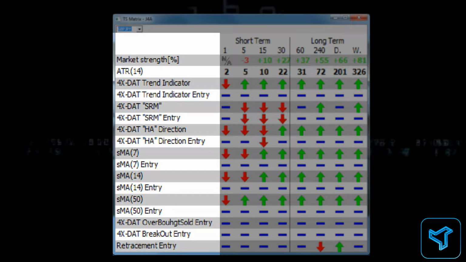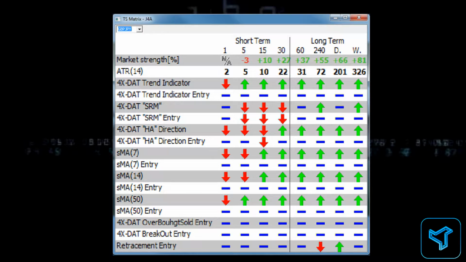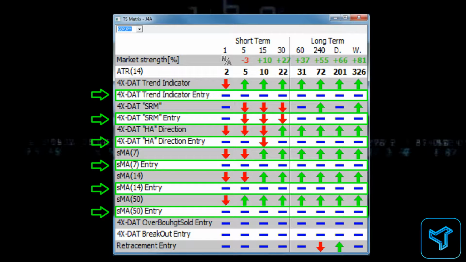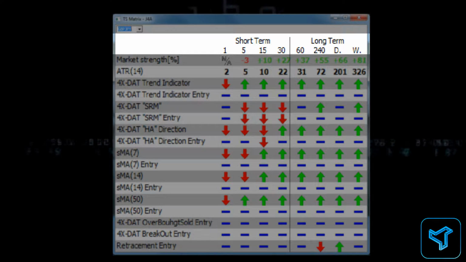On the left, we have our indicators, some of which are proprietary and created by the traders who use our platform, along with the developers of the platform, and the others of which are standard indicators. Under each indicator is an entry signal line, which provides a signal only at the beginning of a move, and I'll be explaining that shortly. At the top, we have our trading timeframes.